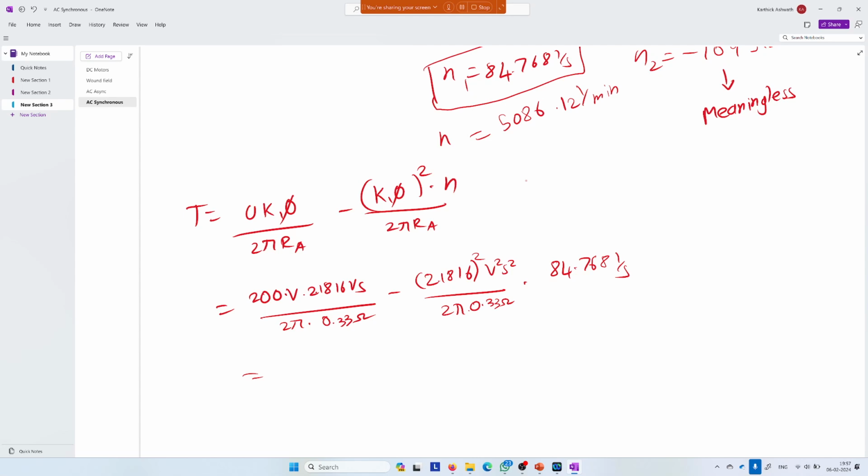So if you solve this, you should have the answer. 200 into 2.18 minus 2.1816 squared times 84.768. So I'm getting 32.876 divided by 2 pi into 0.33 Newton meter. This gives 15.85 Newton meter.